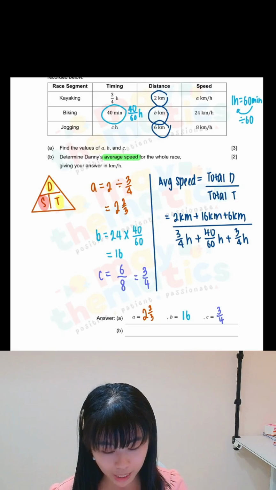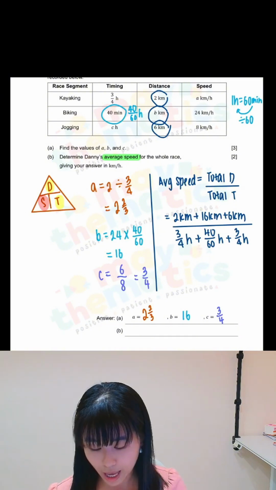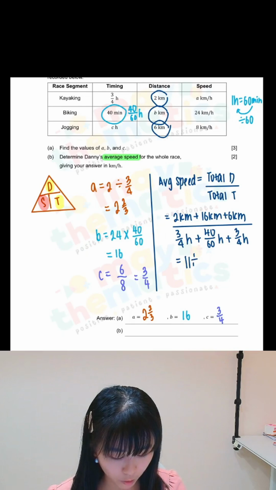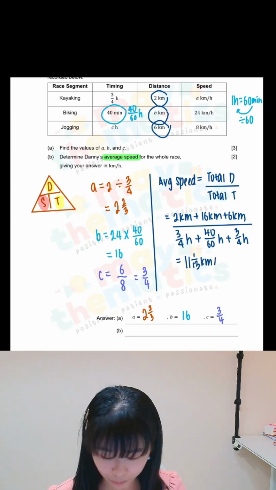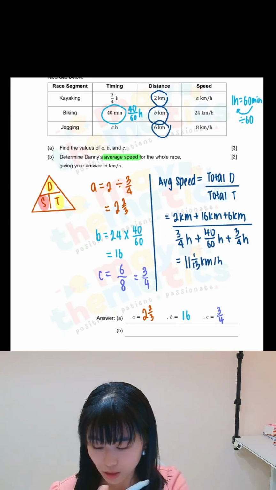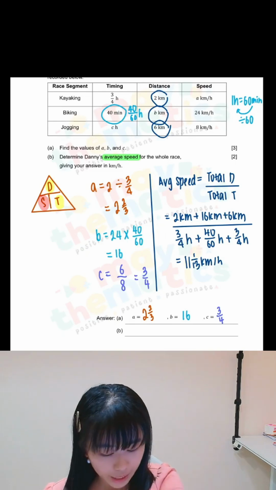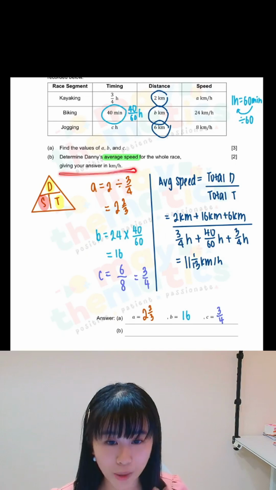2 plus 16 plus 6 divided by 3 out of 4 plus 40 out of 60 plus 3 out of 4. Okay, and you should get 11 whole 1 over 13 kilometer per hour. Yeah. Okay, so this is the exact form. They never tell you to round off anything, so best to give exact.